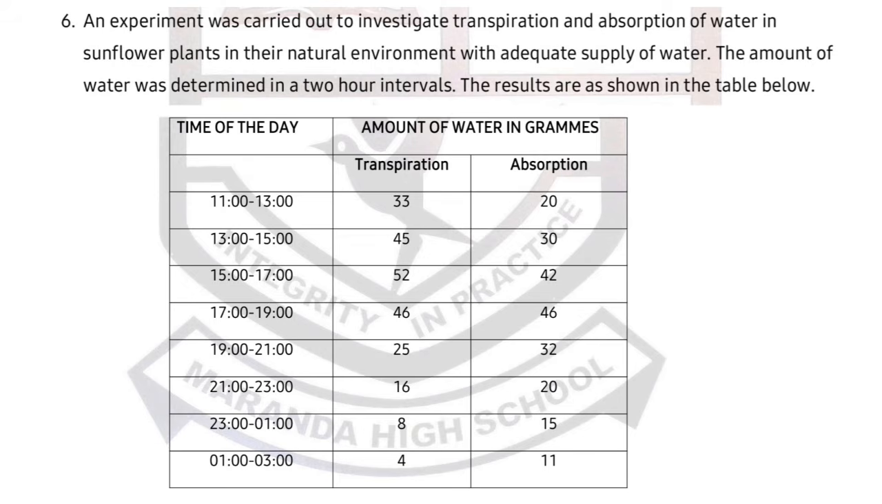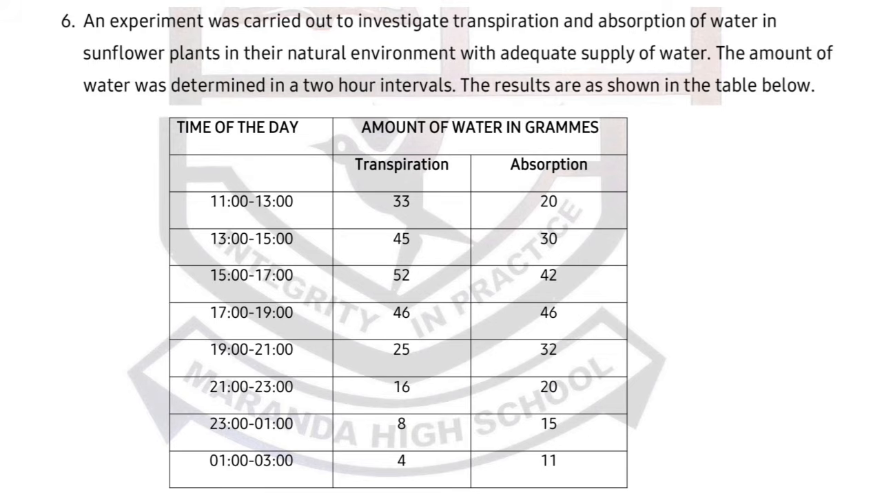If we move on to the next one, 13 to 15, okay, so this is between 1 to 3 p.m. The amount of water that is being absorbed has increased, but so has the rate of transpiration. So this continues up to 17 to 19, okay? So this is between 5 to 7 p.m. At this point, you are going to note that the amount of water that is lost through transpiration is going to be equal to the amount of water that is gained, 46 grams to 46 grams.